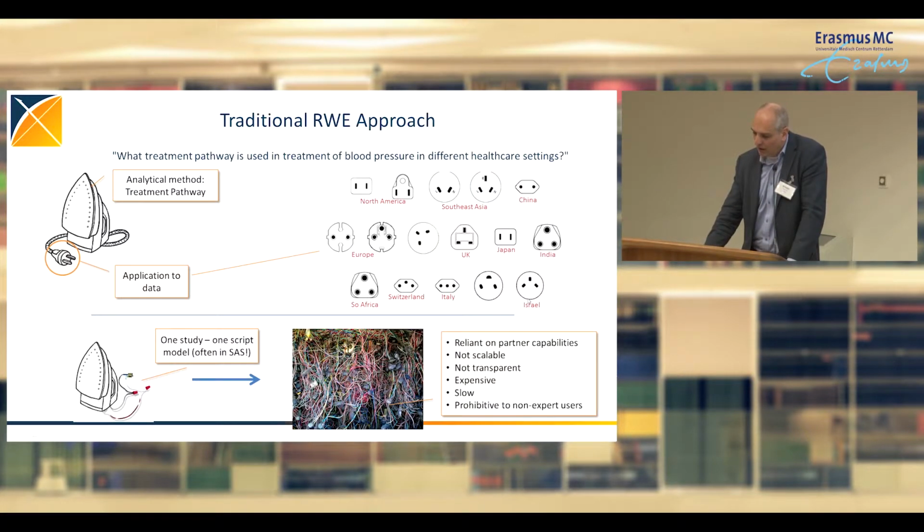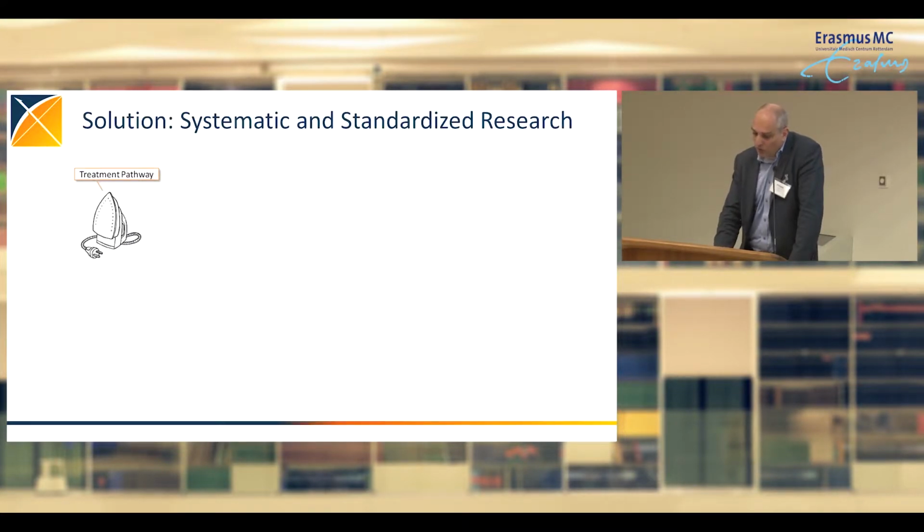Really doesn't work. You need a lot of people, which are expensive and hard to get. It's very slow. It's not transparent. You can't pass it on from one to the next. It's expensive, and people who are not techies cannot do it. That is a problem. Lots more people are not techies, particularly the ones who actually have the research questions, than who are.